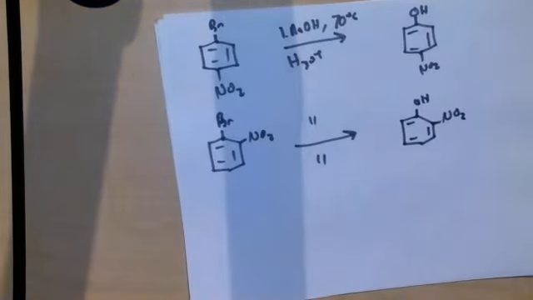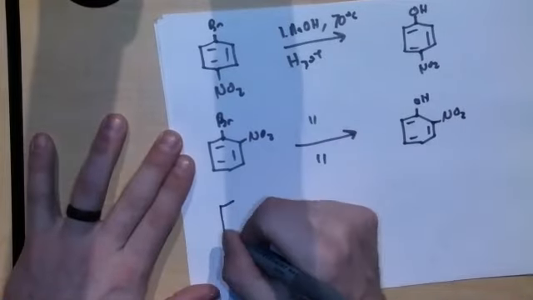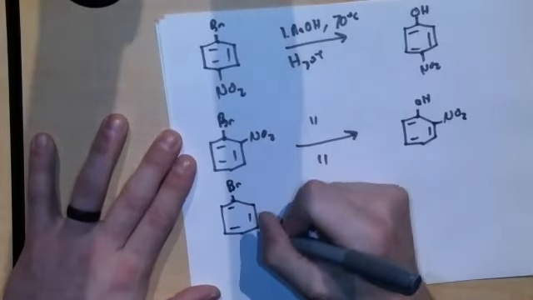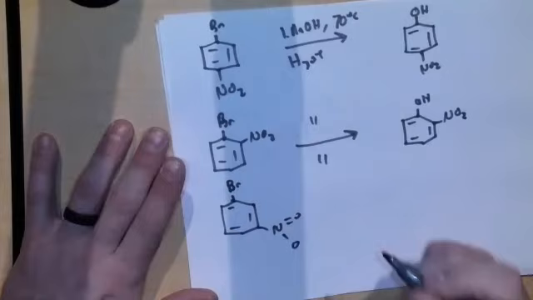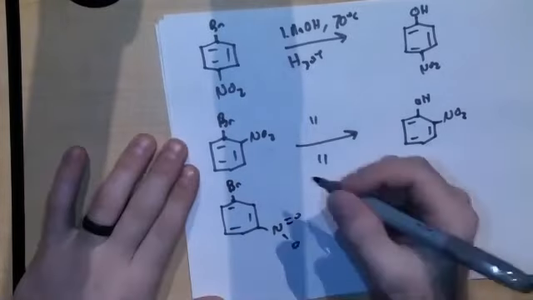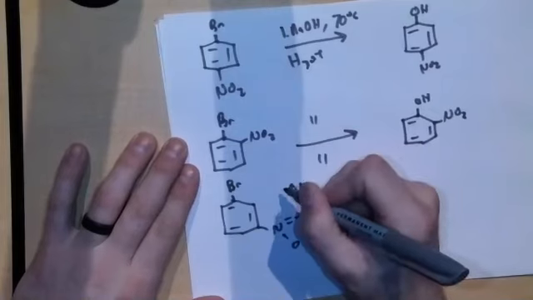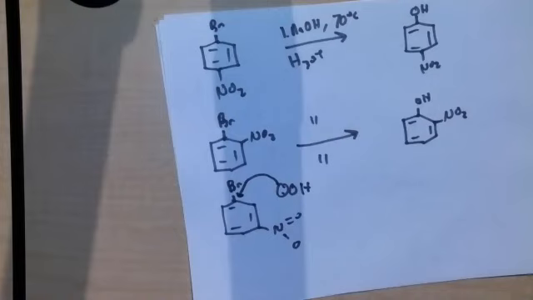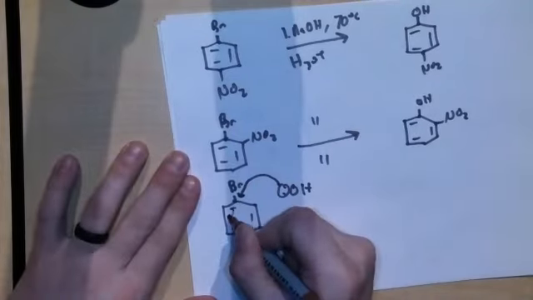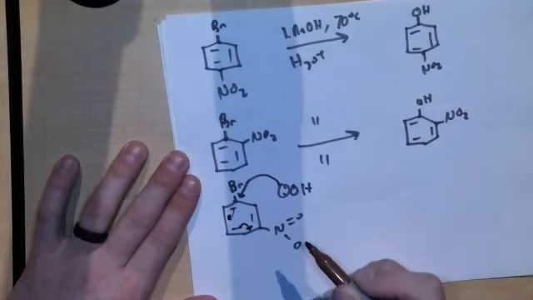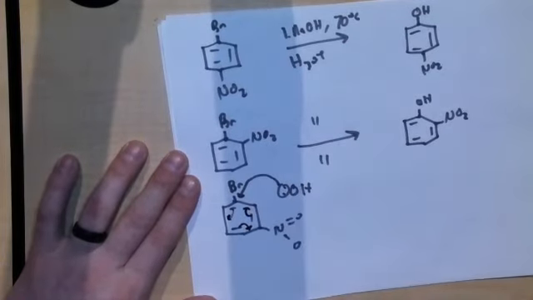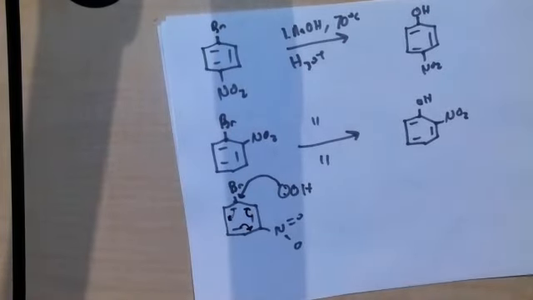If I try to do this where it's meta, when my OH attacks, it's never going to be resonance stabilized. So if I attack here, my electrons could shift down over. I don't have a way to get to this position here. They're just going to keep shifting around this ring and they're going to be stuck. So it doesn't work when it's in the meta position. You don't have that stabilizing effect.